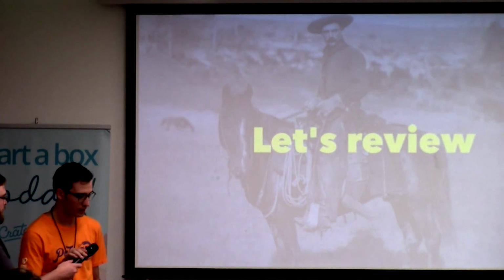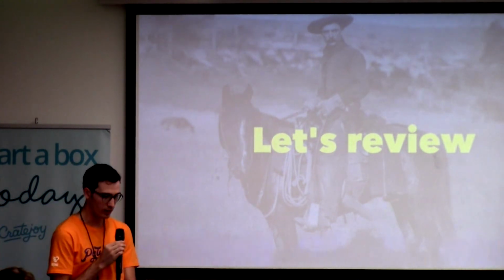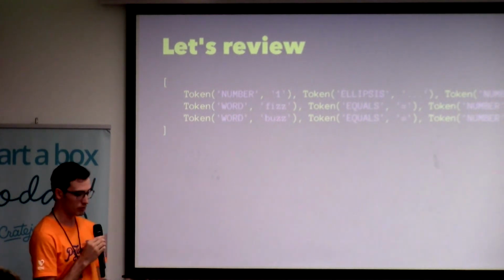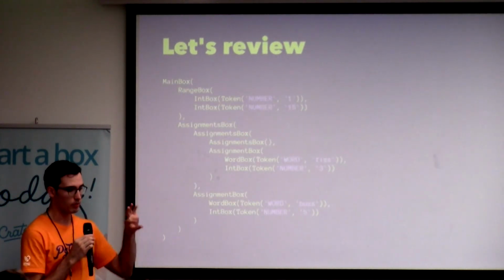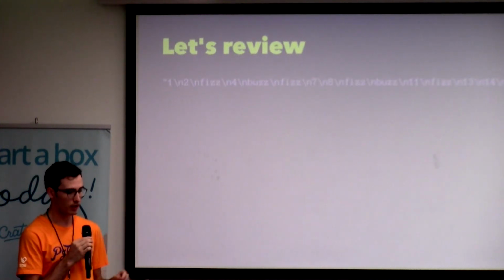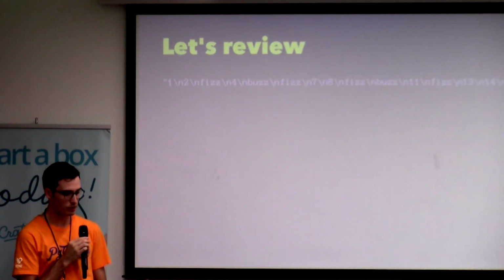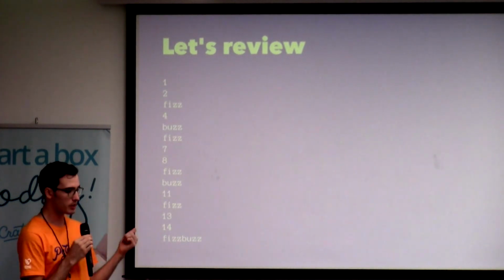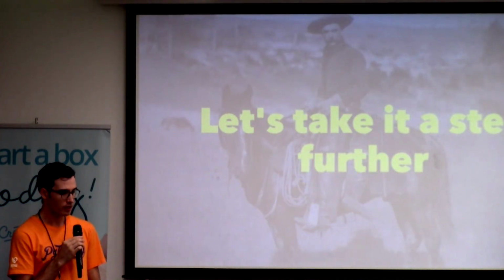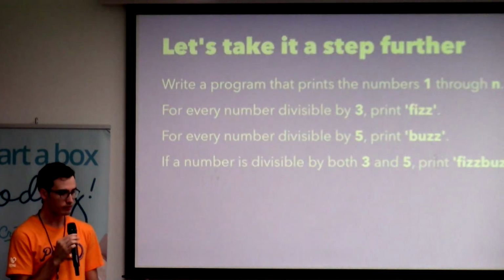Okay, so I'll take this for a sec. Let's review. We wrote this syntax, we got this stream of tokens, we created this massive evaluation tree, we evaluated it, and we got this massive string back with new lines in it. And when that's printed to the terminal, it looks like this. And that's FizzBuzz. So let's take it one step further.